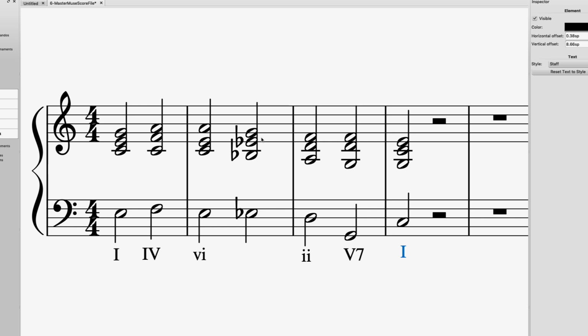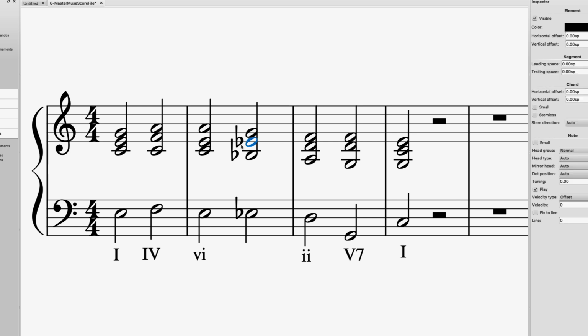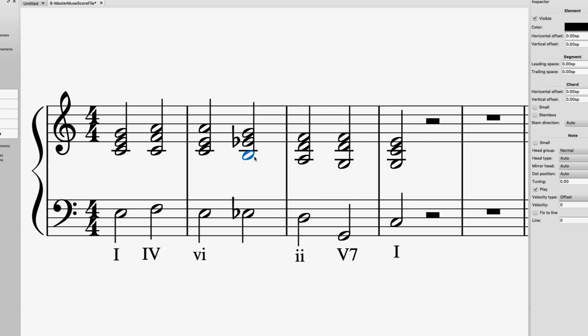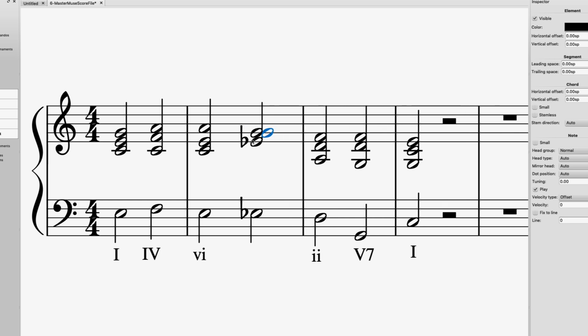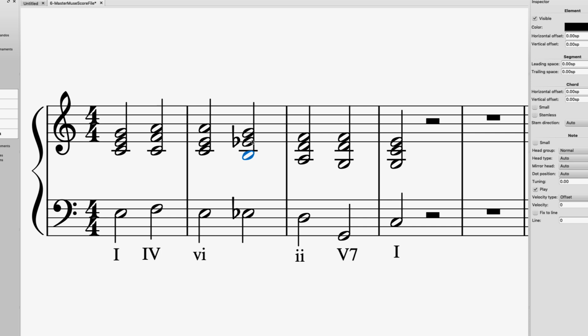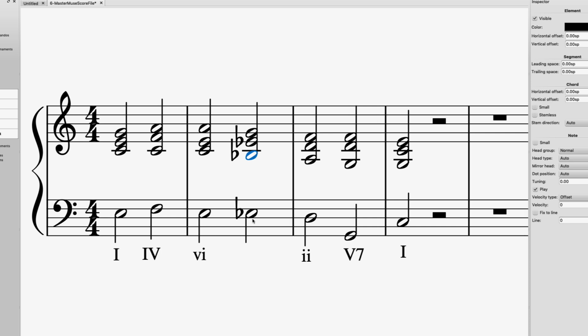First, let's figure out what the root of this chord is. I have an E flat, a G, and a B flat. So if I move this B flat up an octave, okay, now I can see, oh, I just made a triad. So that means the root of this must be E flat because I could make a triad. Or let's put it back to where it was. Okay. We have an E flat in the bass too. So this is clearly an E flat chord. The root is E flat.